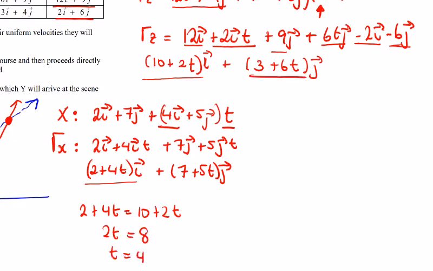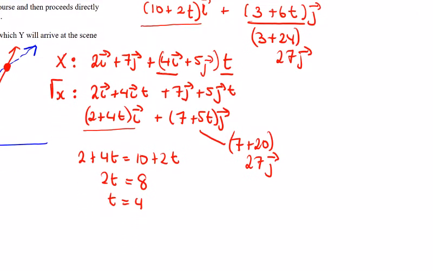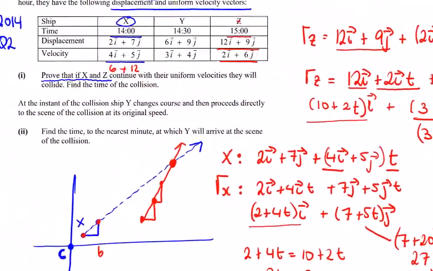So that would make this 3 plus 6 fourths, 3 plus 24, which is 27j. And this one down here is 7 plus 20, which is 27j. So after 4 hours, when t is equal to 4, they will collide. And we start at 2 p.m. So 6 p.m. here is the time of the collision.